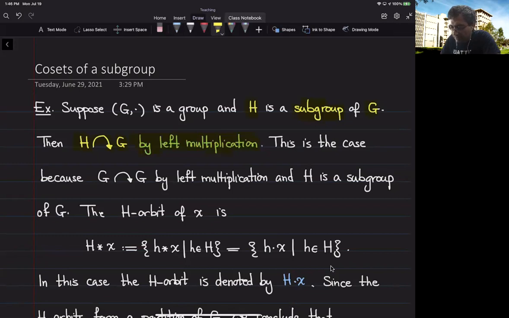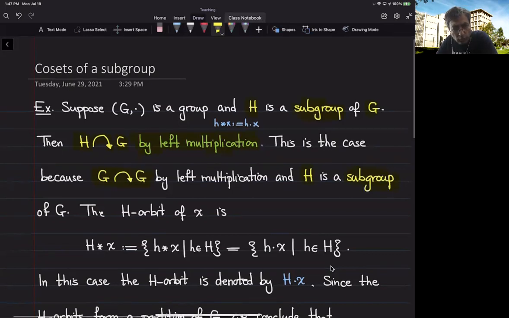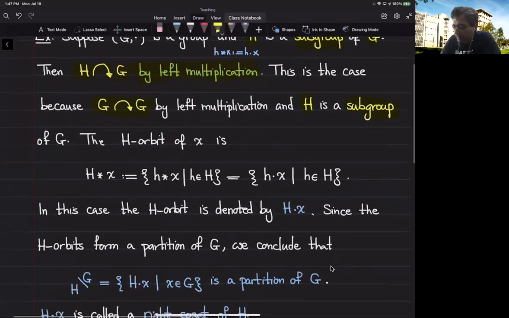Again, what does that mean? This means H acts on the point X by simply multiplying it from left. We are getting a group action because G acts on itself by left multiplication and H is a subgroup. This we have discussed earlier. Now, what are the H orbits under this action?